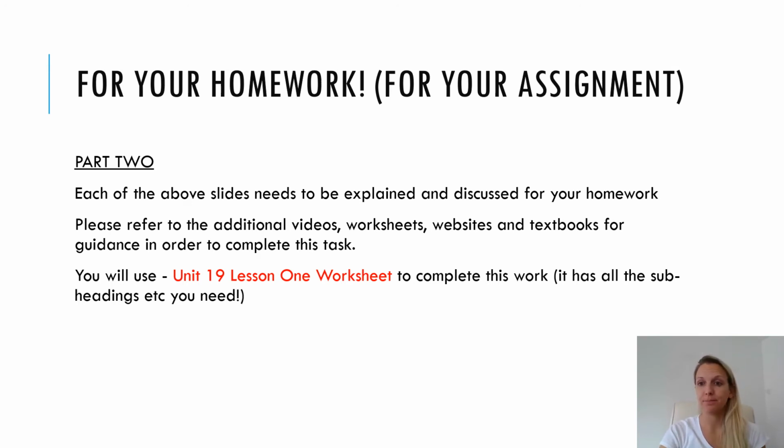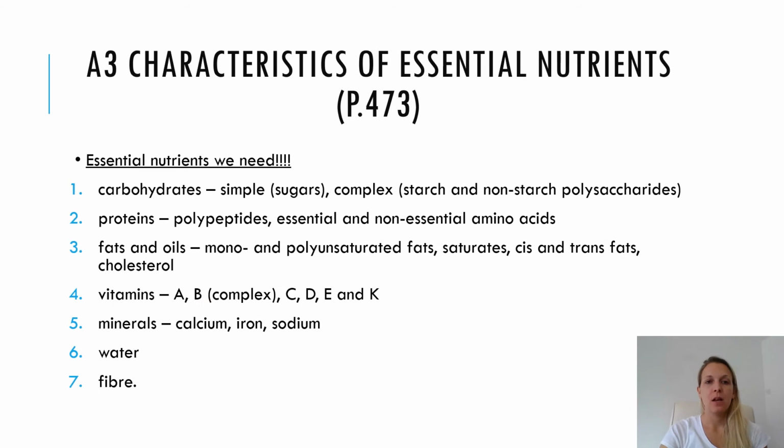That's fine. Okay. Last but not least, the third part of learning AIM A, so A3. Now, we are going to be looking at our essential nutrients: carbohydrates, proteins, fats and oils, vitamins, minerals, water and fibre. So what we're going to look at is, where do we get these items? Where do we get carbohydrates from? What food do we get it from? Why do we need it? Why do we need that food?